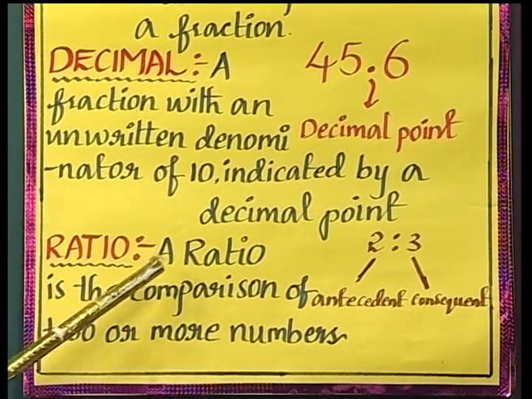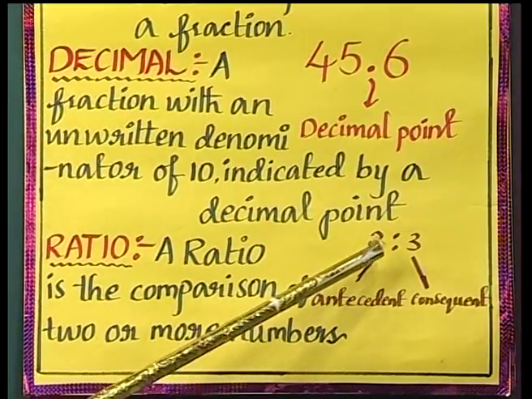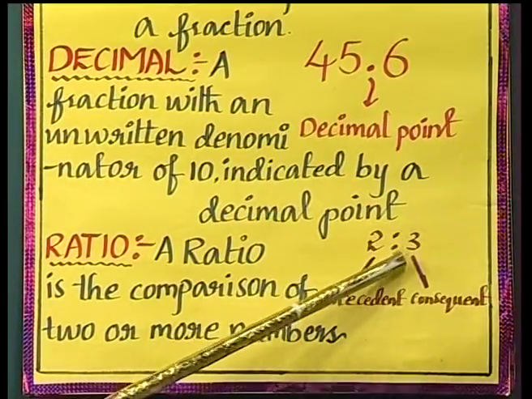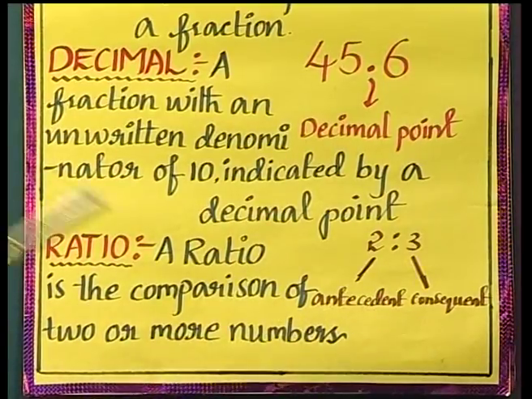And ratio. A ratio is the comparison of two or more numbers. Here the ratio is 2 is to 3. Here 2 is called antecedent, 3 is called consequent.